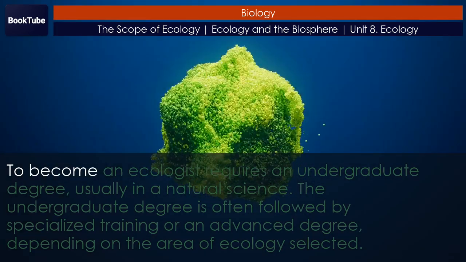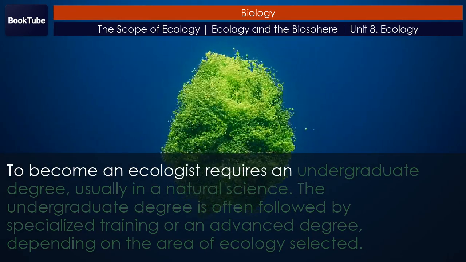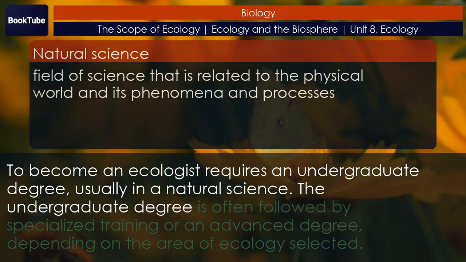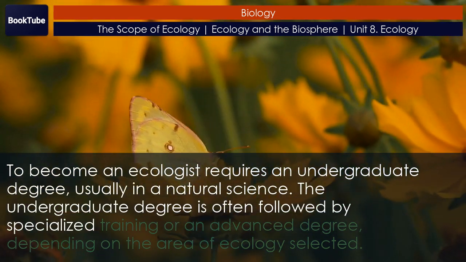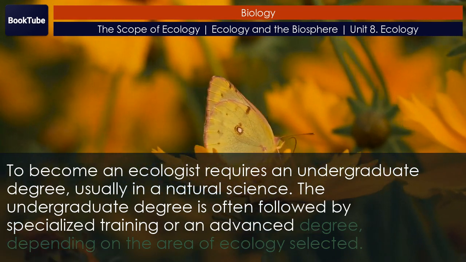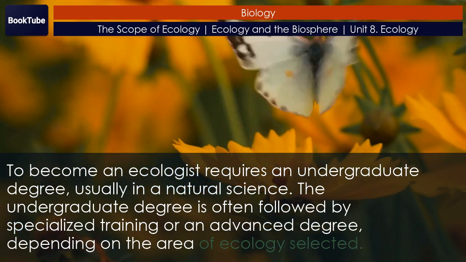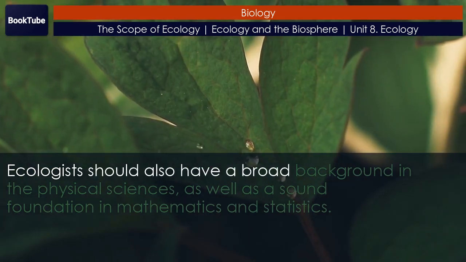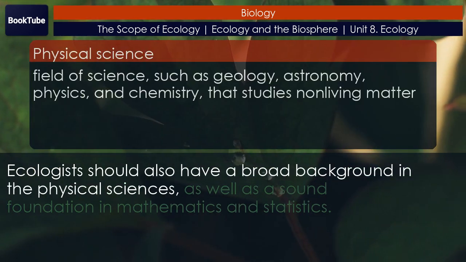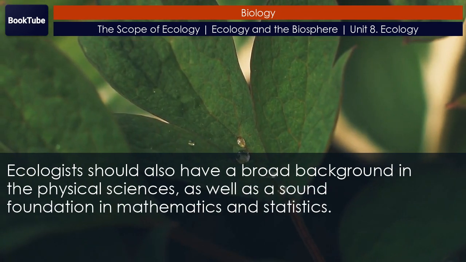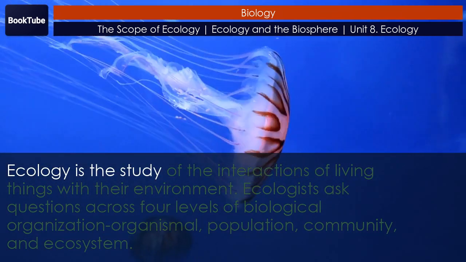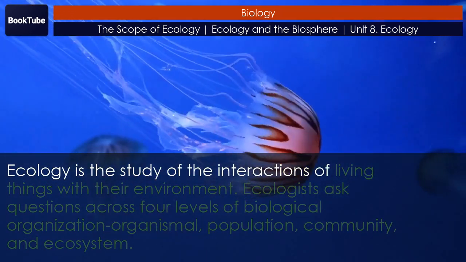To become an ecologist requires an undergraduate degree, usually in a natural science. The undergraduate degree is often followed by specialized training or an advanced degree, depending on the area of ecology selected. Ecologists should also have a broad background in the physical sciences, as well as a sound foundation in mathematics and statistics. Section Summary. Ecology is the study of the interactions of living things with their environment.